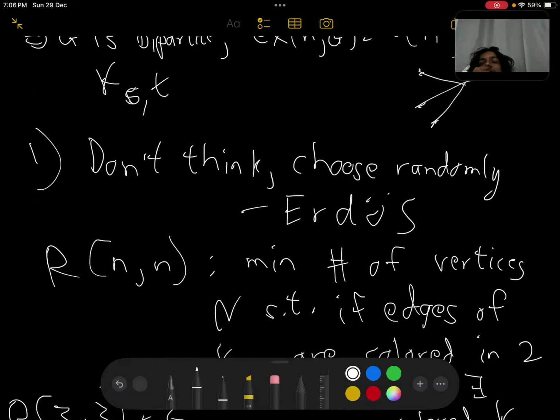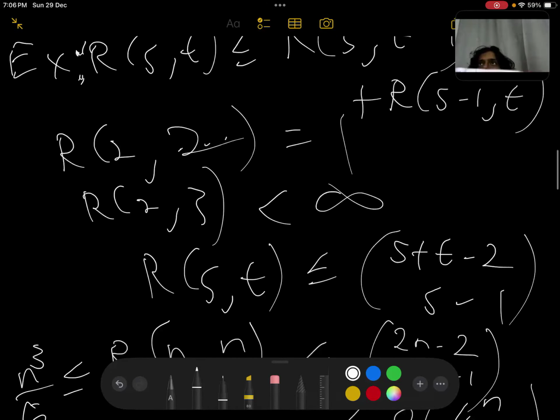Don't think, choose randomly. That is not the best for most of them. That will give you decent bounds for a lot of cases. But what that will make is that the bound will be true in most cases eventually. So 99% of the colorings would have no Kn. We don't really want that. We want just one coloring to have no Kn. So maybe we'll have to think a little. So let's think a little.